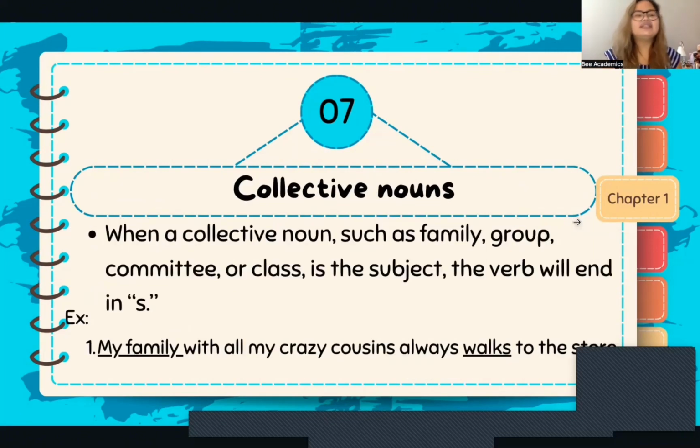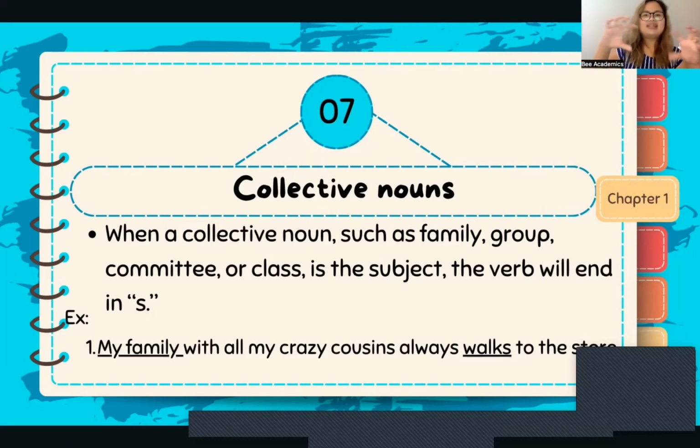Number 7, collective nouns. When a collective noun such as family, group, committee, or class is the subject, the verb will end in S. Okay, we take the S form of the verb for a collective noun. For example, my family with all my crazy cousins always walks to the store.